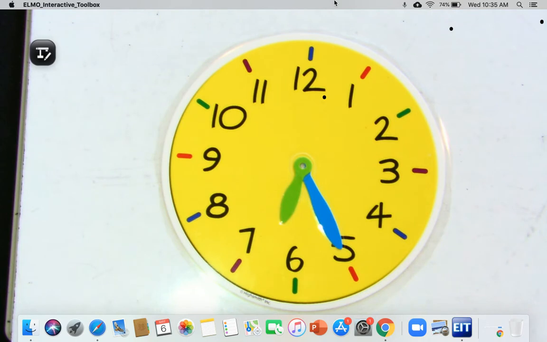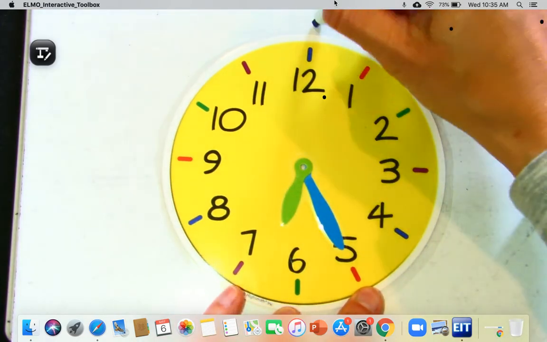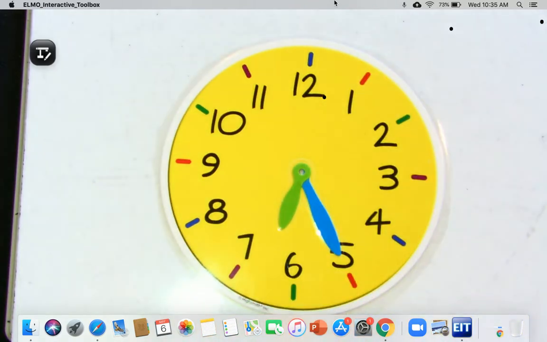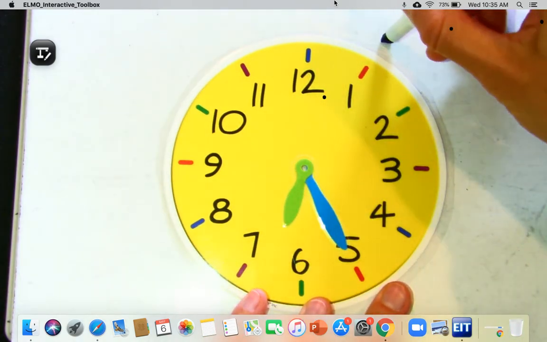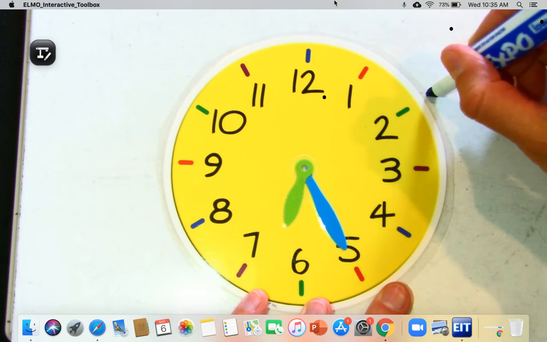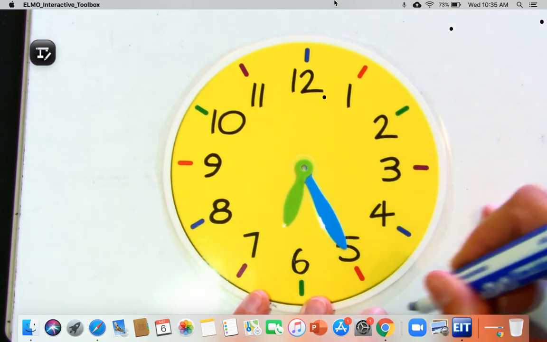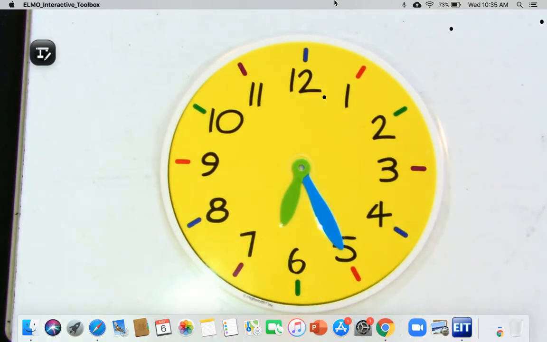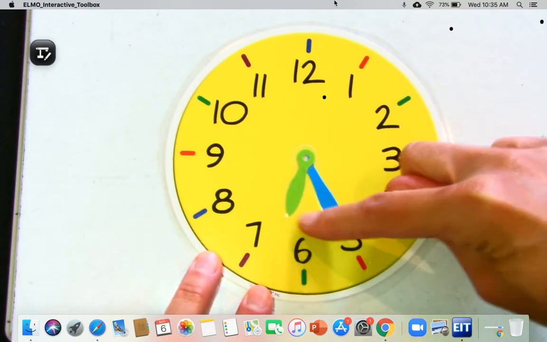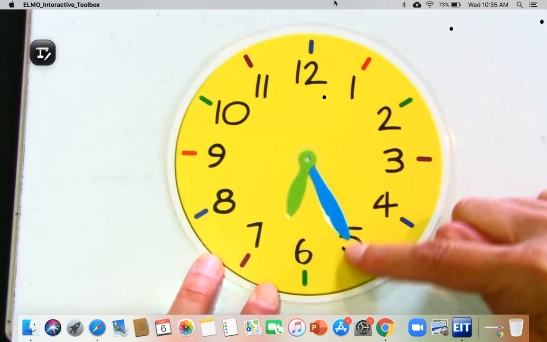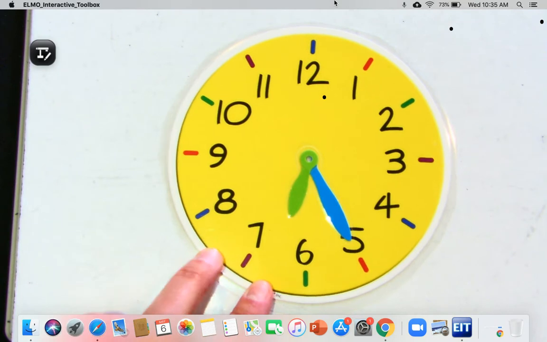And remember, I was encouraging you in your workbook to go ahead and do your skip counting. Oop, marker doesn't work. Somebody must have gotten my markers. So you could do your skip counting and you could write 5, 10, 15, 20, 25. So this would be 6:25. We could also say 25 minutes past 6. Or 25 minutes after 6.